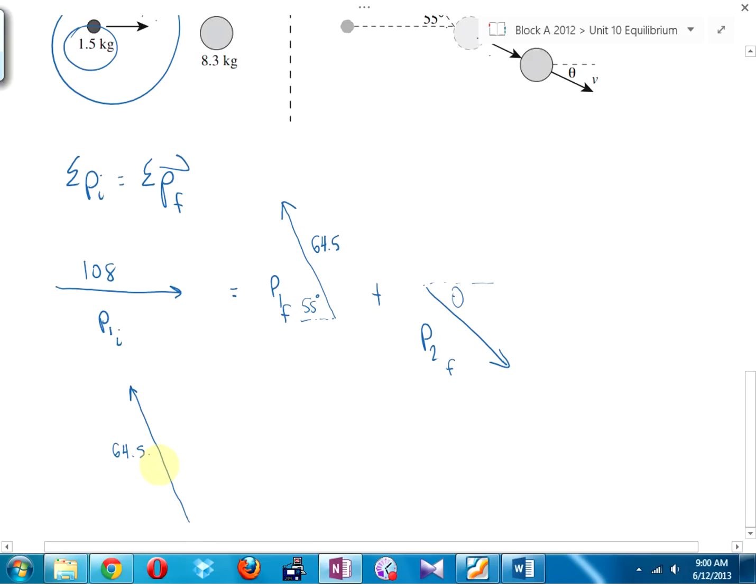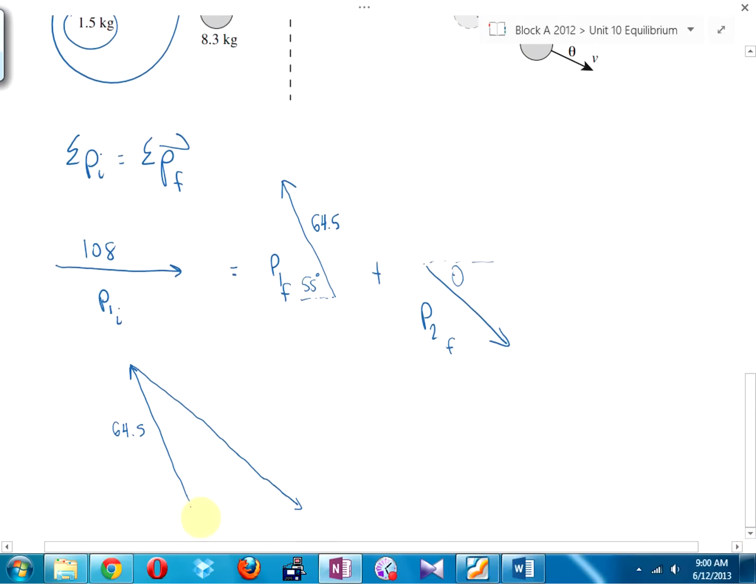64.5, yes? Plus, when am I going to stop? Right there. Why? Because I know the resultant. The resultant is supposed to be a nice straight line, and I know the resultant is 108. I know this angle is what? 55, so I need that angle. 135. This isn't as bad as I thought. I was a little worried.